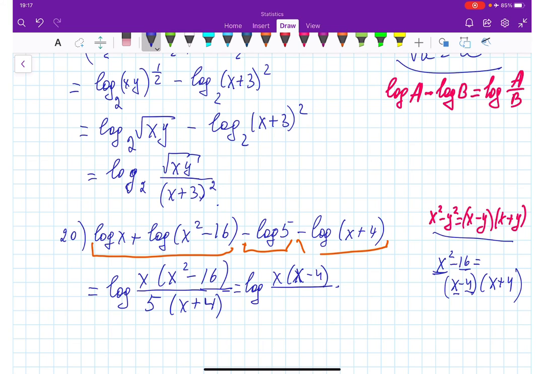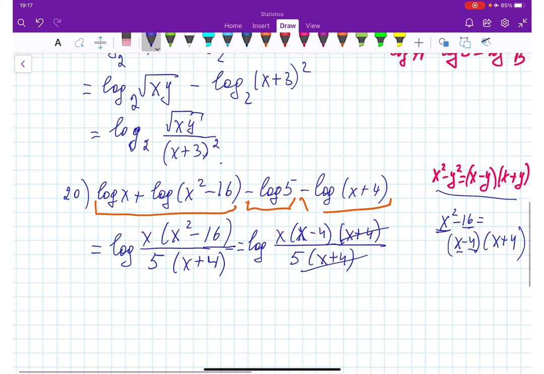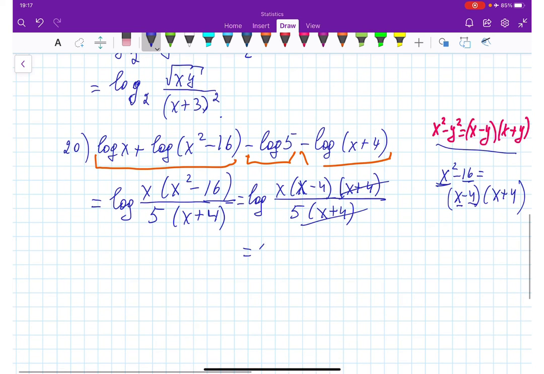X minus 4, x plus 4, and here 5 times x plus 4. So x plus 4 is gone with x plus 4, and we are having here natural log x times x minus 4 over 5.